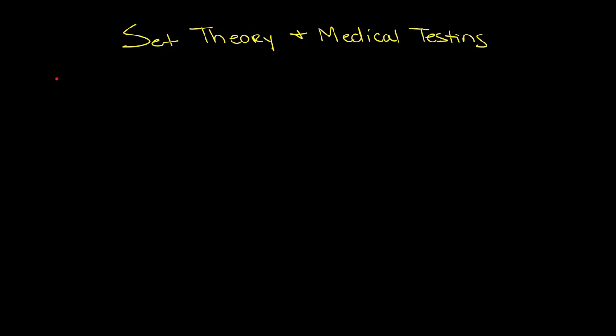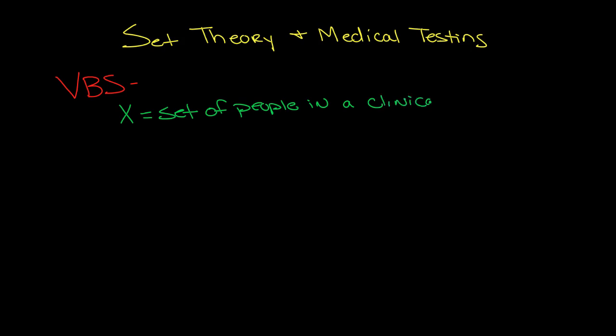Let's invent an awful condition, which we're going to call VBS, for very bad syndrome. This is something that we don't want to have, and something that fortunately scientists have just developed a test for. Let's suppose that there's a set of people X. X is going to be equal to the set of people in a clinical trial that are taking the test that tells you whether or not, or purports to tell you whether or not, you have VBS. Let's divide X up into two sets.